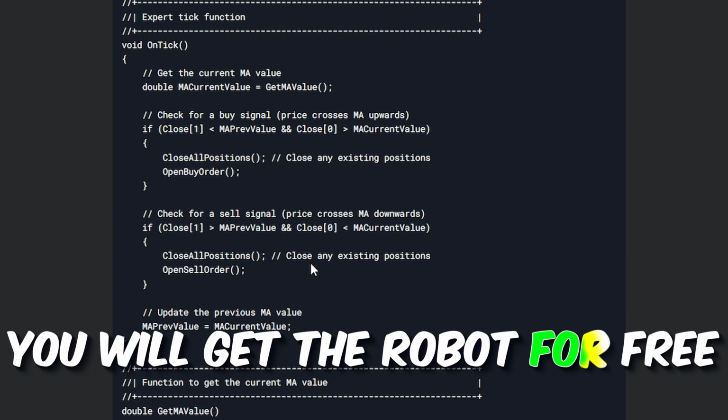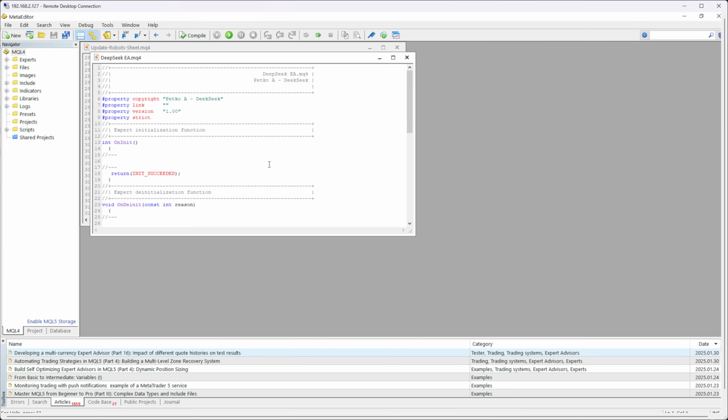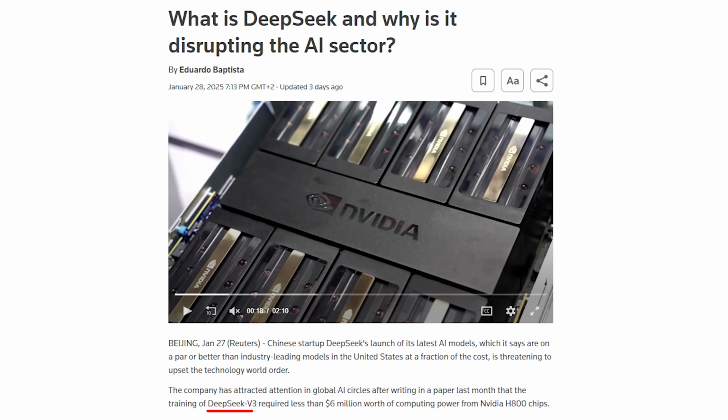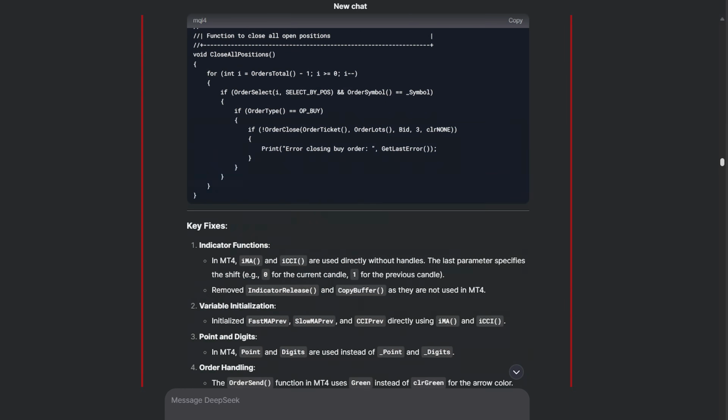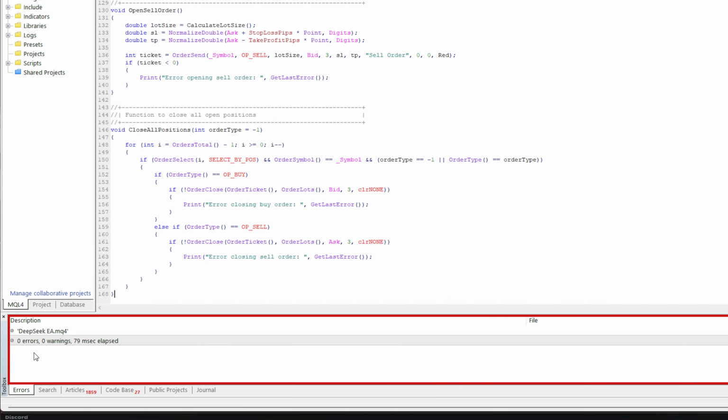DeepSeek created a trading robot for me and I will share it with you. I woke up at 5 this morning with anxiety to try the newest AI that got very popular virtually overnight because it was trained using less than $6 million worth of computing power from NVIDIA H800 chips. Many are skeptical about it, but to be fair, DeepSeek coded the EA and it compiled successfully in MetaTrader.